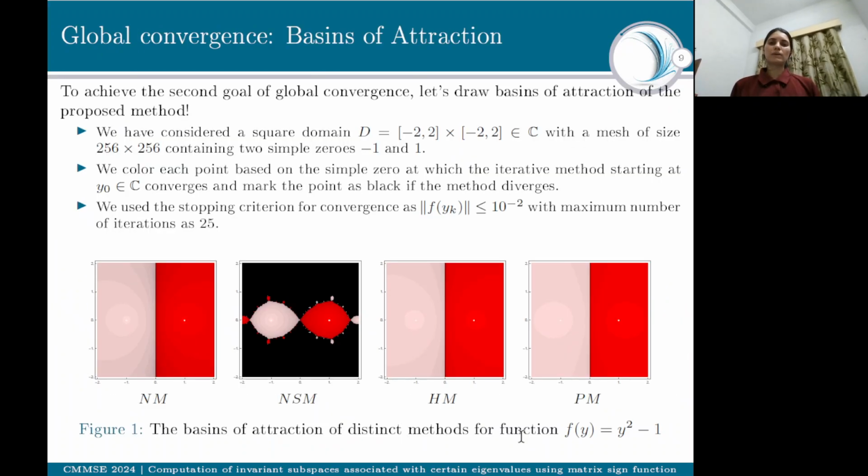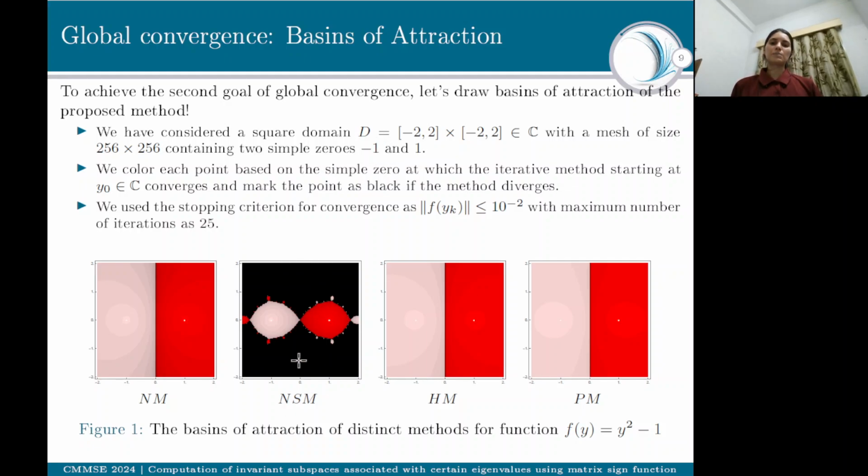To achieve the second goal of global convergence, let's draw basins of attraction for the proposed method. For this, we have considered a square domain [-2, 2] by [-2, 2] in the complex plane with a mesh of size 256 by 256. Here these two white spots represent the zeros of the equation y² − 1, because for the matrix sign function we need to solve this equation. The dark red color represents the convergence area corresponding to 1, and the light red, pinkish color represents the convergence area corresponding to −1.